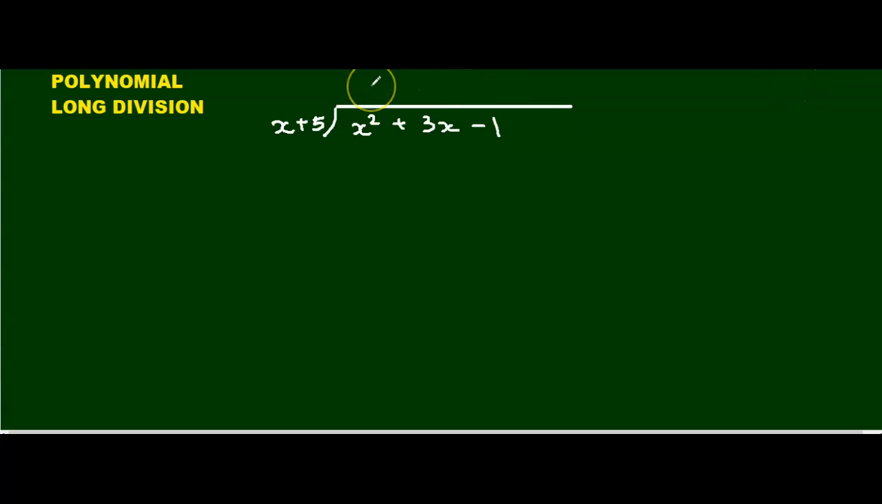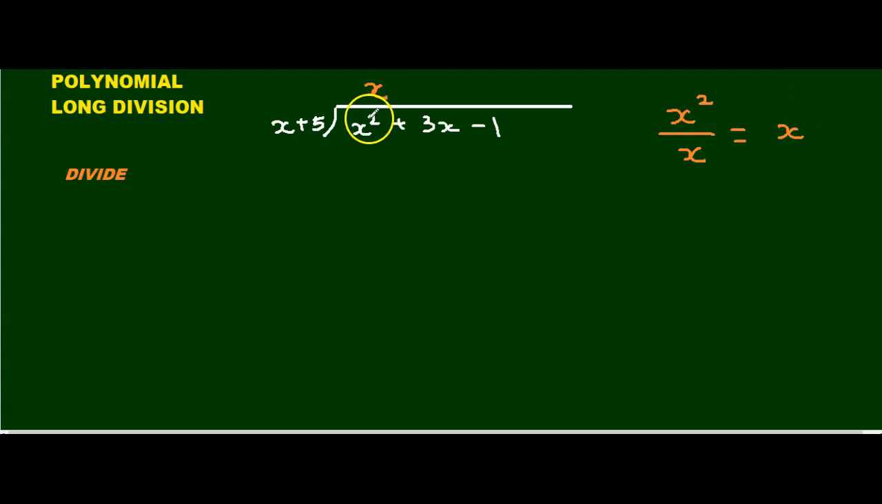First, to solve our long division, we're going to look at the divisor and the dividend. The dividend is in this section here. Okay, we're going to divide x squared by the x in our divisor. So x squared divided by x gives you x. We're going to put this x in our quotient.